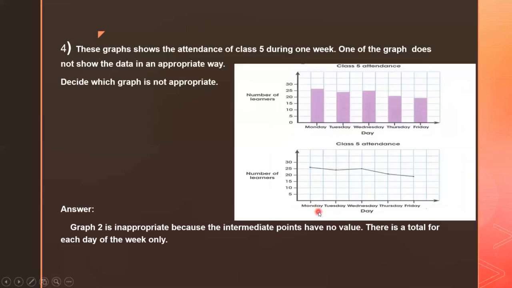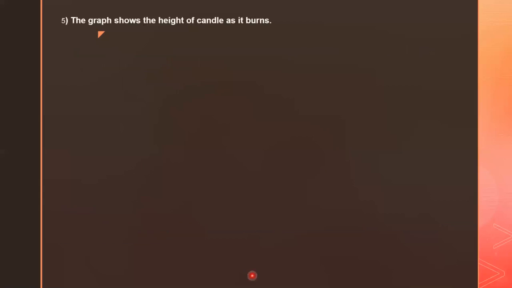So graph 2 is inappropriate because the intermediate points have no values. This is about the same type of question that we have discussed before. I'm not sure whether it was the second or third, but we discussed this type of question just before. So this is about the fourth one. Now we will move on to the fifth question.